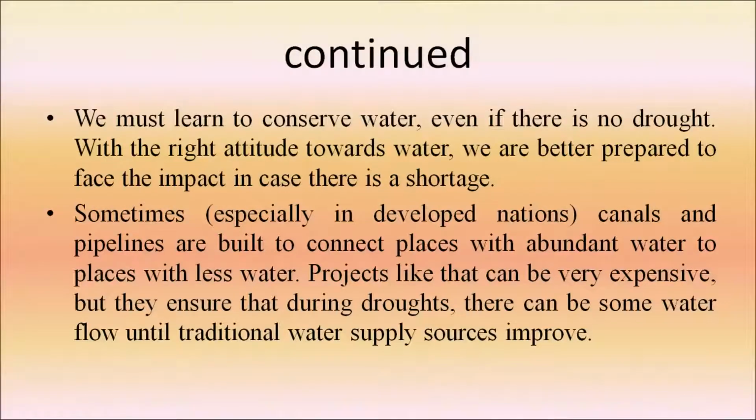We must learn to conserve water even if there is no drought. With the right attitude towards water, we are better prepared to face the impact in case there is a shortage. Sometimes canals and pipelines are built to connect places with abundant water to places with less water. Projects like that can be very expensive, but they ensure that during droughts there can be some water flow until traditional water supply sources improve.